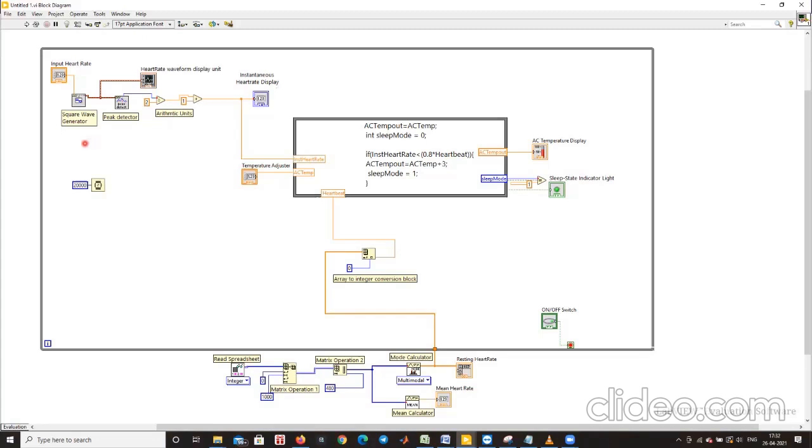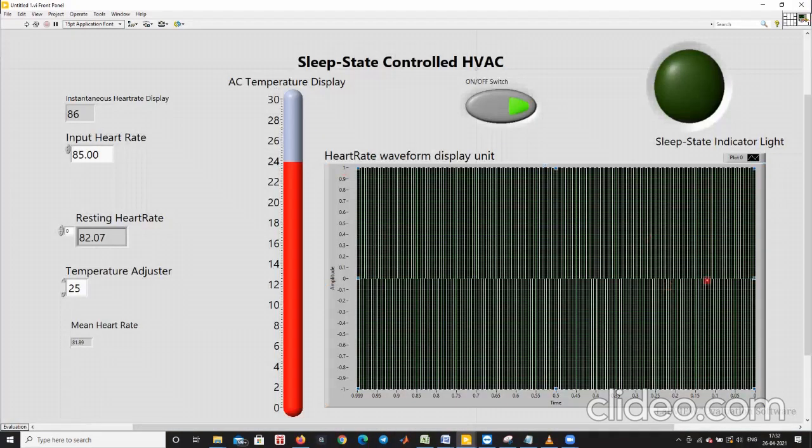So this simulates that, and the input that we are giving through the input heart rate is taken as the frequency for this unit, and the square wave is generated. The output of this is fed to the heart rate waveform display unit and the peak detector. The heart rate waveform display unit acts as the interface to the heart rate waveform display here. So whatever waveform is there is displayed on the dashboard here.